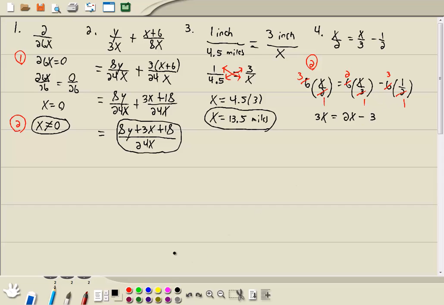Third step. Get everything with an x on one side, numbers on the other. So I'll take this 2x and move it over. So we get 3x minus 2x equals negative 3. Combine like terms, 3x minus 2x is x, so we end up with x is equal to negative 3.